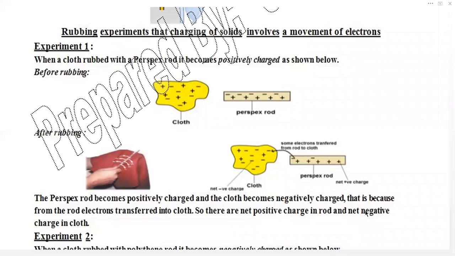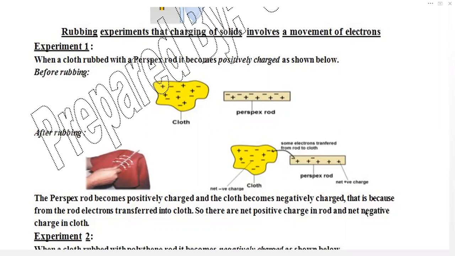Hello students, this is my third video about static electricity. Now I'm going to discuss what happens when we rub any two objects. Electrons will transfer from one object to another. Now I'm going to discuss this concept with experiments.